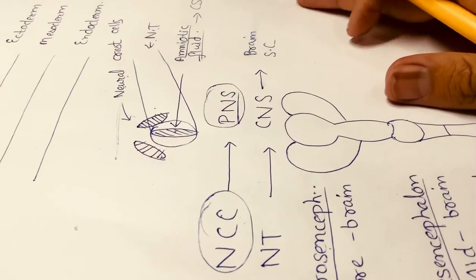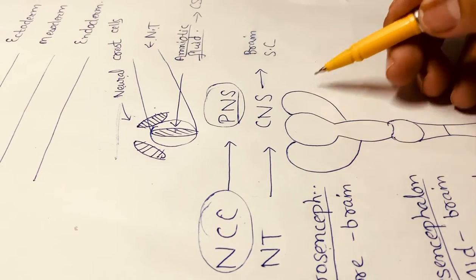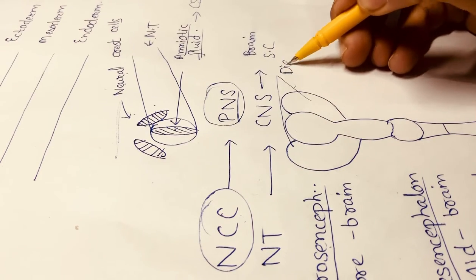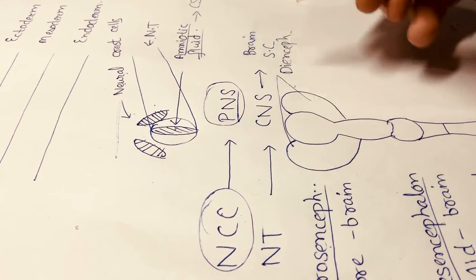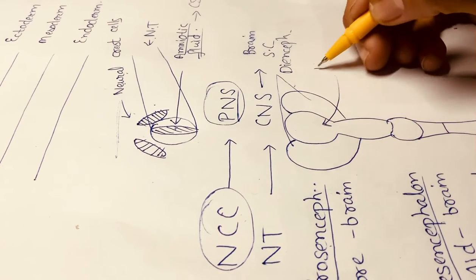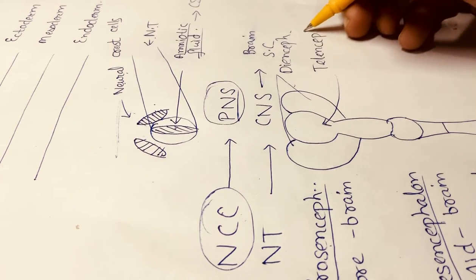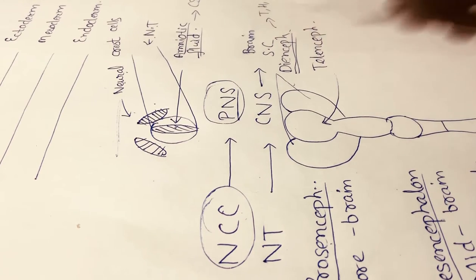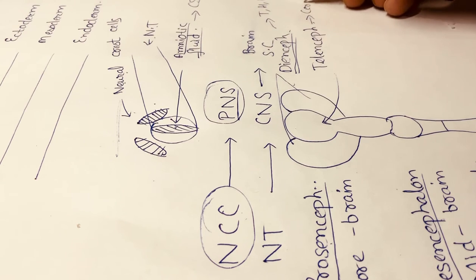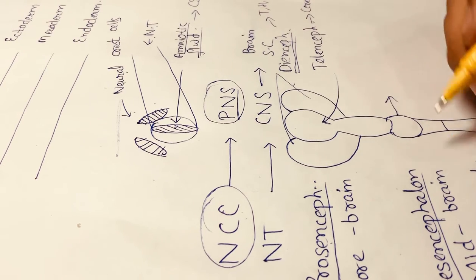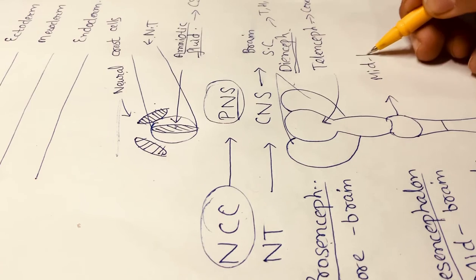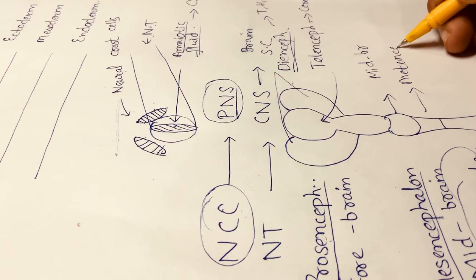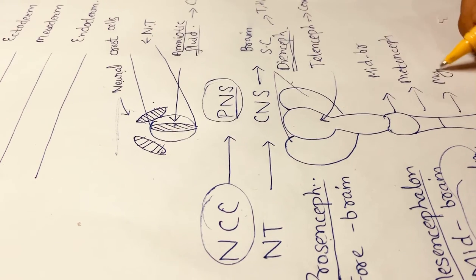Now what happens after some time? This prosencephalon further divides into diencephalon and telencephalon. Now this diencephalon includes thalamus, hypothalamus, and epithalamus, and telencephalon includes cerebrum. Similarly, the midbrain remains midbrain, and this rhombencephalon gets changed into metencephalon and myelencephalon.